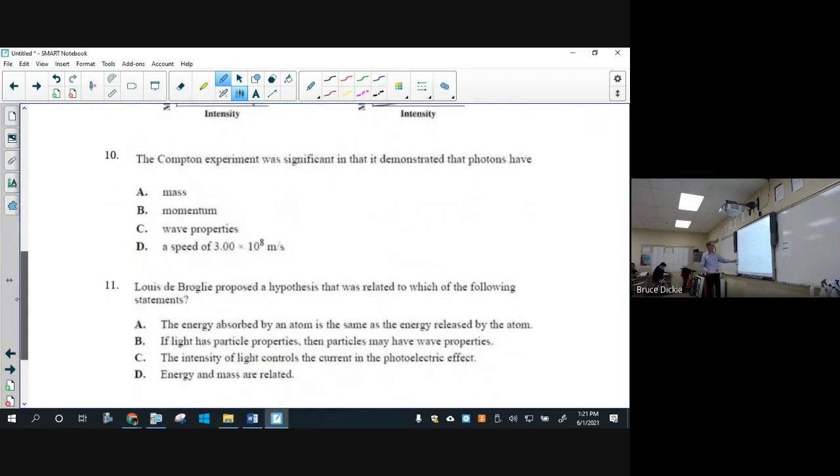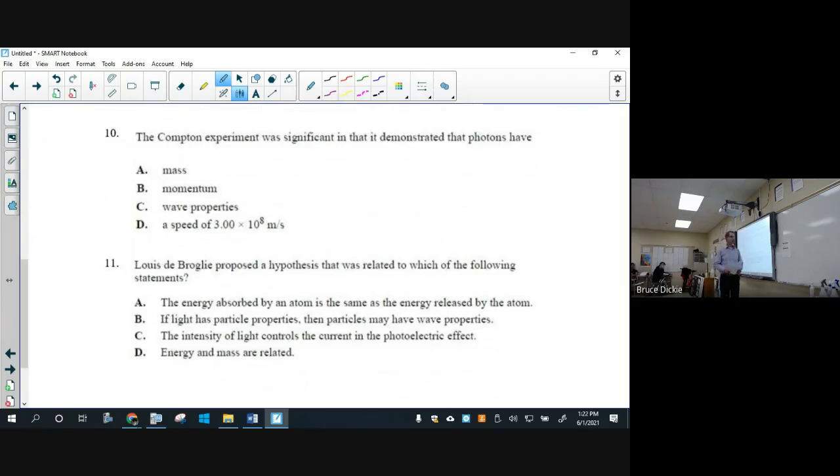And 2 more questions that should go pretty quick for us. The Compton experiment was significant in that it demonstrates that photons have... remember Compton effect: light strikes metal, electrons ejected, second less energetic photon is ejected. And remember Compton explained that? He said, oh, it's a collision, like 2 trucks colliding at an intersection. But if you analyze a collision, you must use conservation of momentum. And if you're using conservation of momentum, collision of a photon and an electron, that must mean, and this was the big takeaway from yesterday, it must mean that photons have momentum.